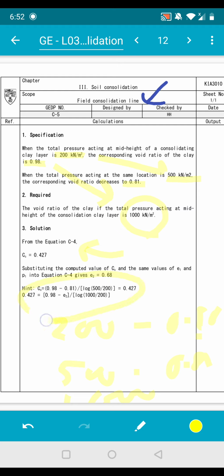Okay, and substitute all the parameters accordingly. So if you look at the hint, the void ratio related to 1000 kilonewton per meter square can be calculated and is 0.427. Oh, sorry, it's not 0.27. You have to calculate from this formulation. Okay.